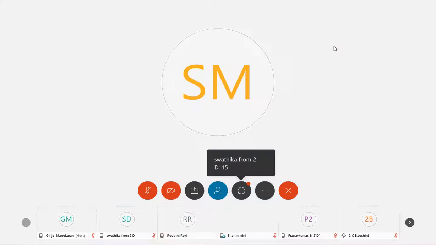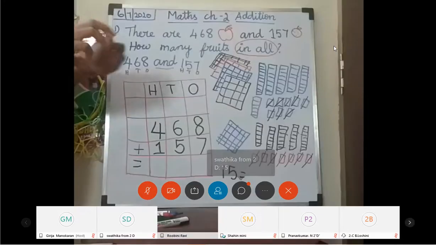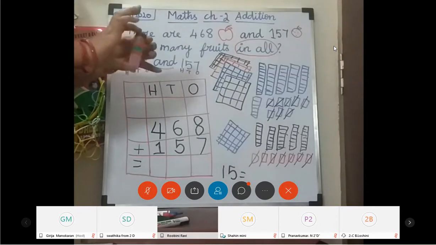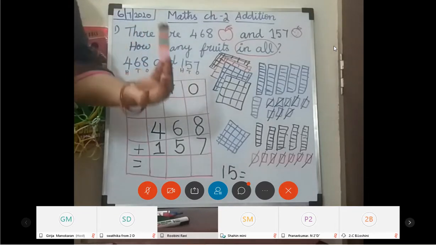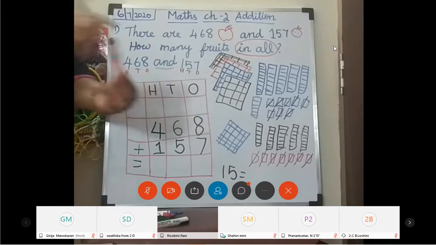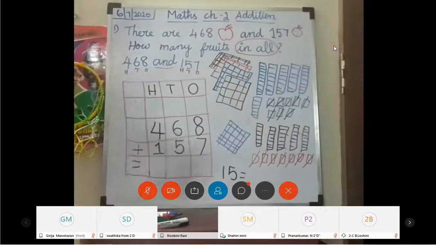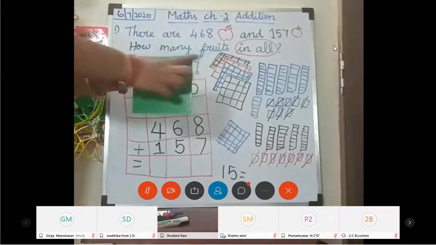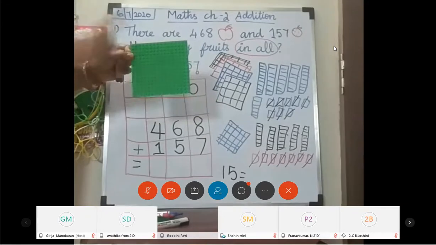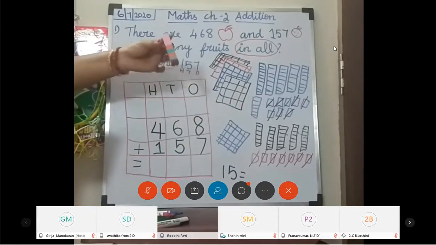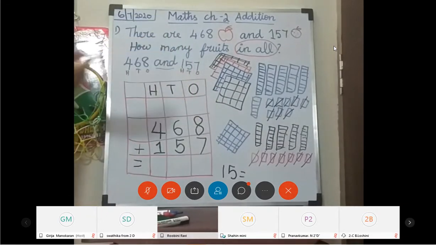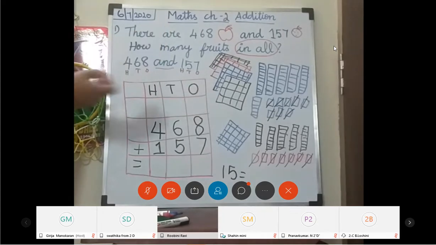Now, what is the 15? Let me explain about the 15. If it is ones separately, and it becomes 10 ones, it will become like one stick. If it is 10 sticks, then it will become like this. One square is equal to 100, 10 is equal to one stick, and if it is ones, it will be like this.